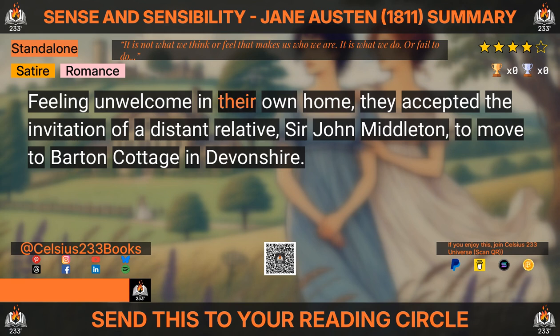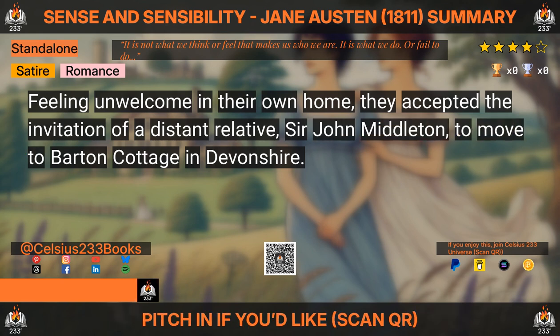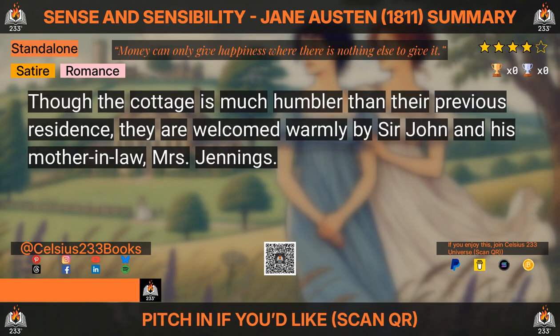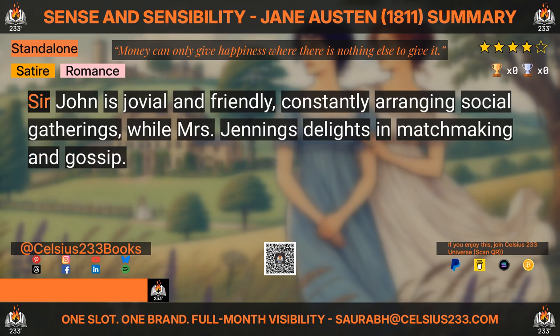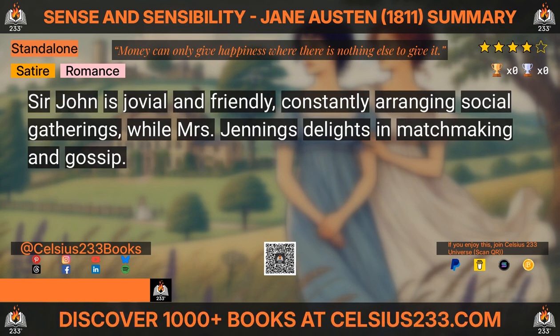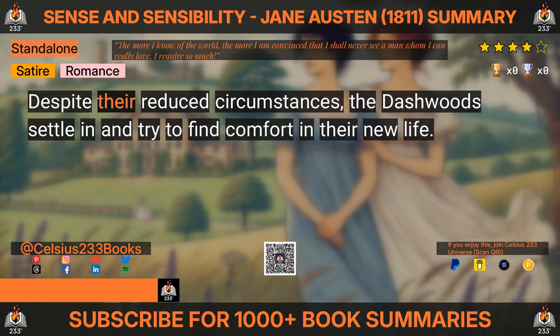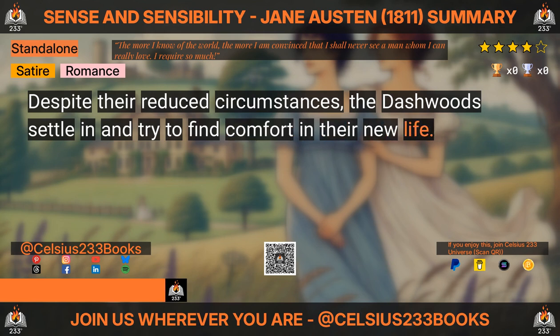Feeling unwelcome in their own home, they accepted the invitation of a distant relative, Sir John Middleton, to move to Barton Cottage in Devonshire. Though the cottage is much humbler than their previous residence, they are welcomed warmly by Sir John and his mother-in-law, Mrs. Jennings. Sir John is jovial and friendly, constantly arranging social gatherings, while Mrs. Jennings delights in matchmaking and gossip. Despite their reduced circumstances, the Dashwoods settle in and try to find comfort in their new life.